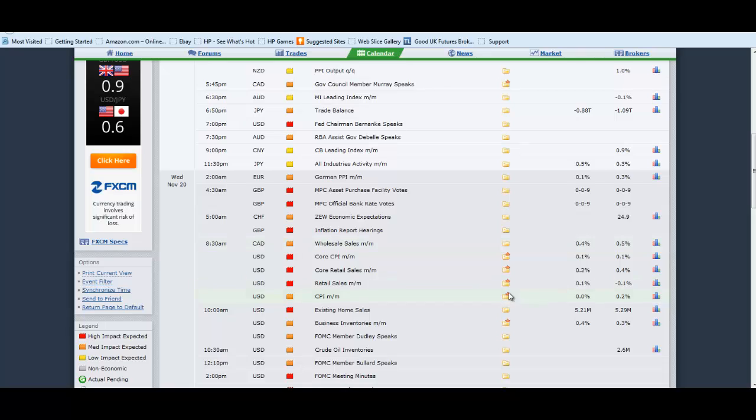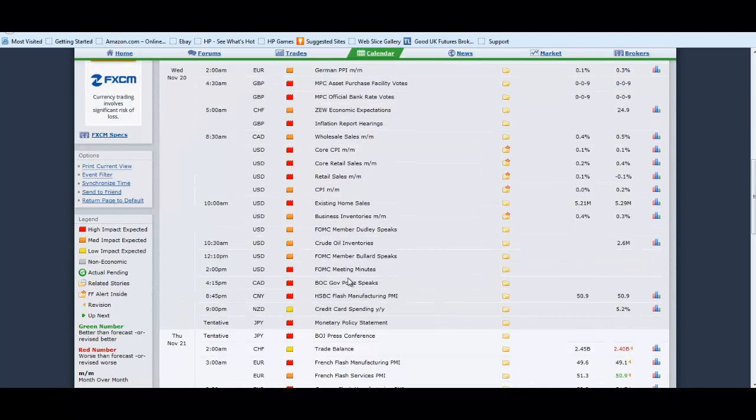Note that these are late. That's what these stars mean. They were delayed because of the government shutdowns, probably 7 to 8 days late. Hopefully by next month we'll be current and back to normal. Existing home sales comes out. We don't have a trade plan for that, but of course we'll be watching that. The FOMC meeting minutes, we'll be looking at that very closely.